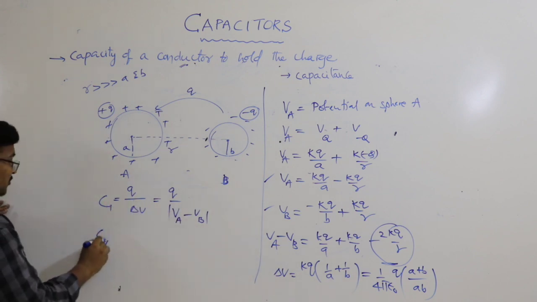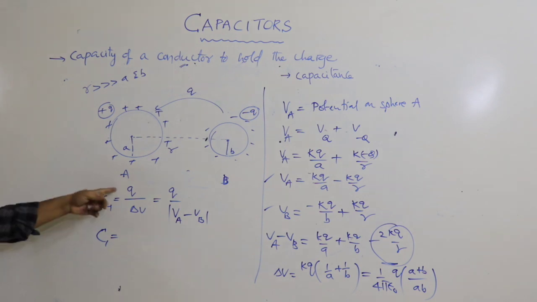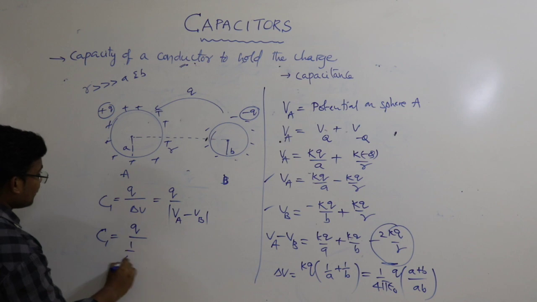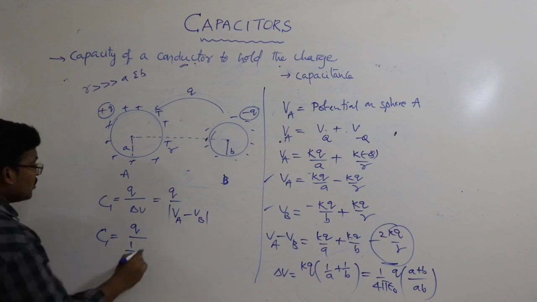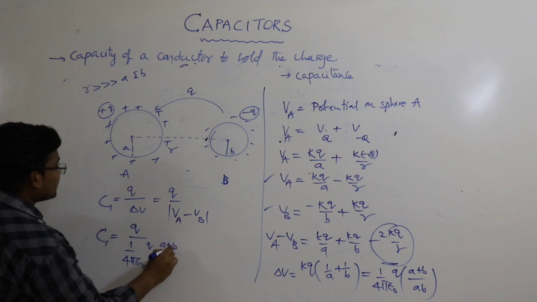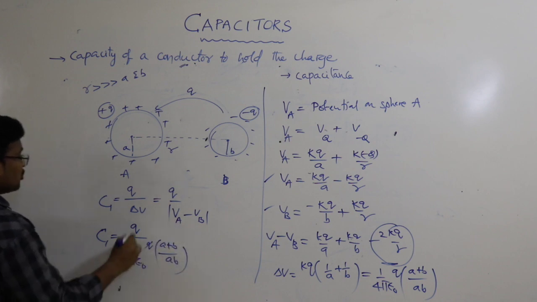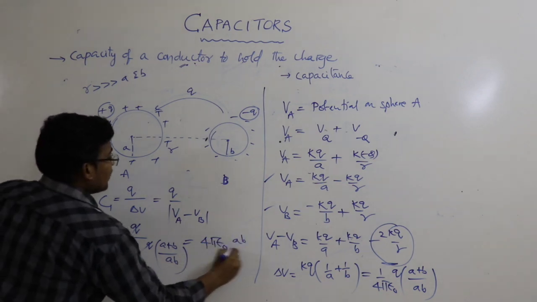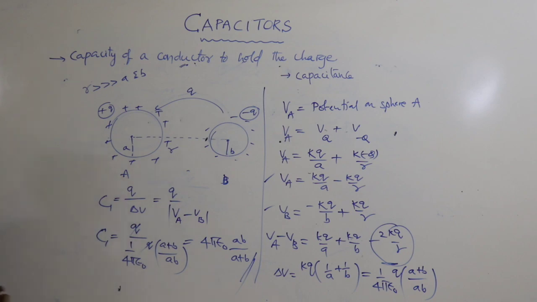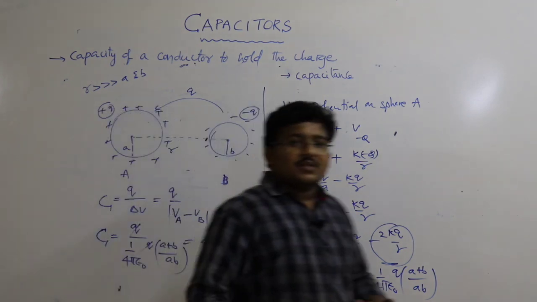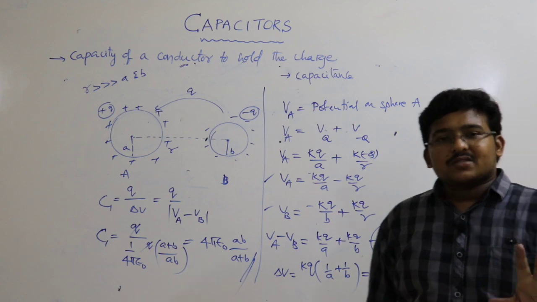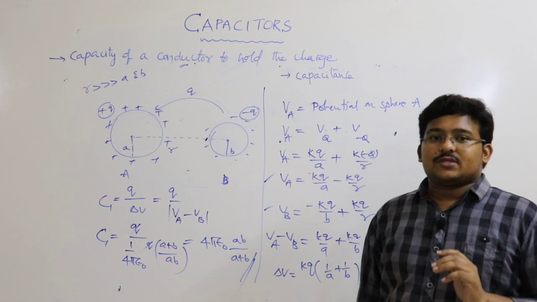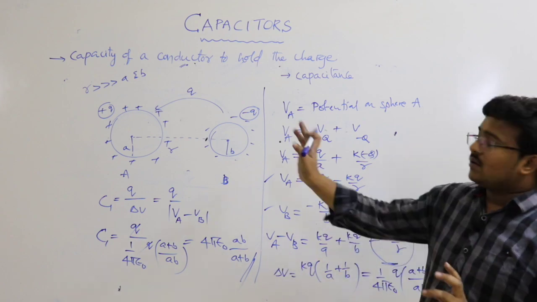Now come to the calculation of capacitance. C is equal to charge upon potential difference. What is the potential difference we got? 1 by 4 pi epsilon naught, Q into A plus B by AB. Q cancels, and we may write this as 4 pi epsilon naught AB by A plus B. So don't go by the formula method. How to find out the capacitance? C is equal to Q upon V. So you can find out the potential difference first between the two conductors.